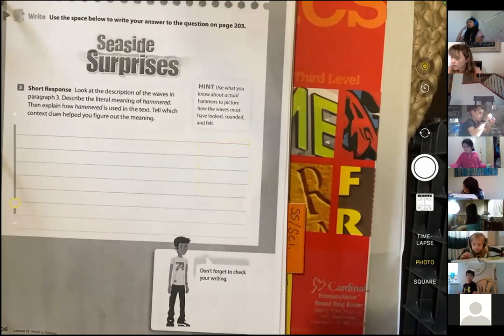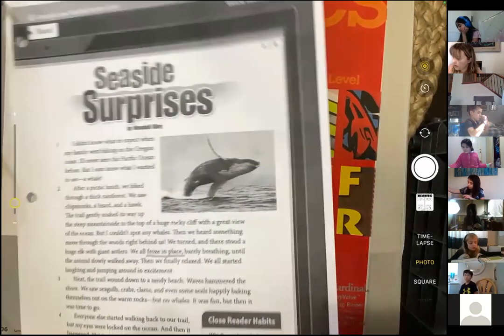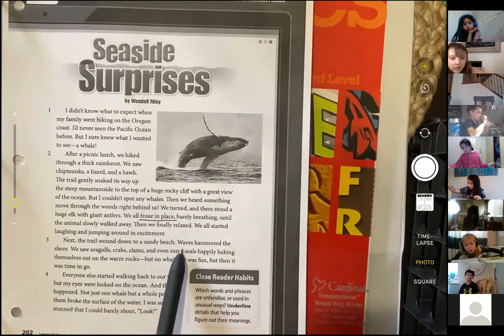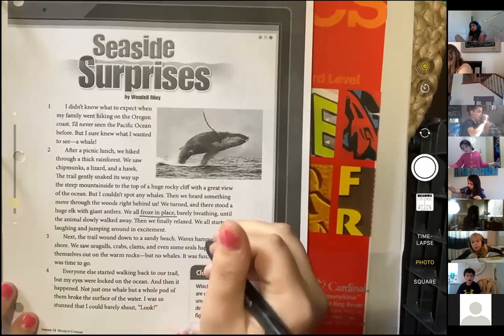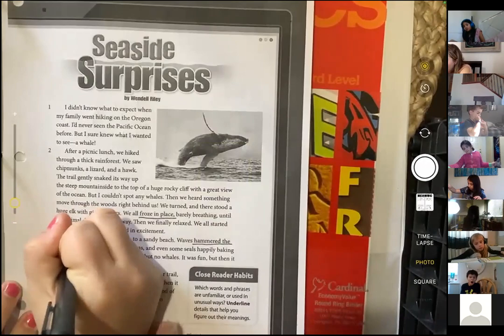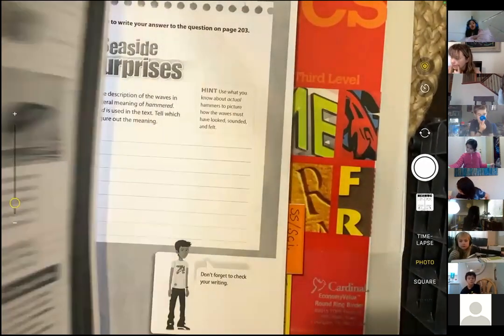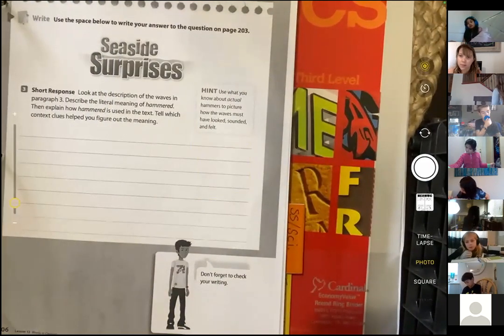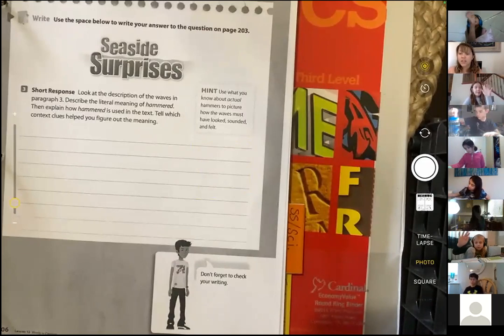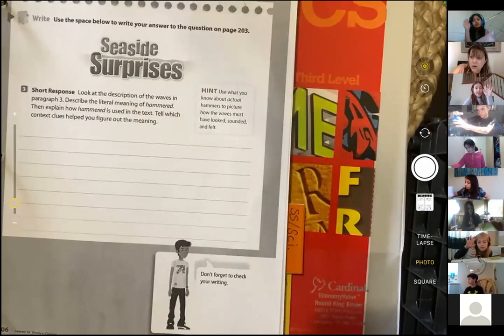So it says, look at the description of the waves in paragraph 3. So if I go all the way back to paragraph 3, it talks about the waves here, and it says waves hammered the shore. Look at that word hammered. What does hammered actually mean? What do you think the dictionary definition of hammered is? If you looked up the word hammered in a dictionary, Ellie, what would you find?